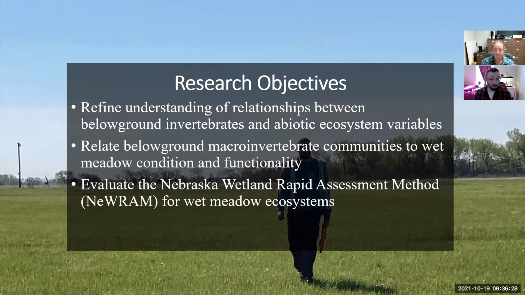In addition, I want to relate below ground macroinvertebrate communities to wet meadow condition and functionality. We'll talk more about how we're measuring condition and functionality of these wet meadows, but just seeing how these macroinvertebrate communities can change depending on the quality of the wet meadow that they're in. And then finally, part of my dissertation is to evaluate the Nebraska Wetland Rapid Assessment Method and its use specifically for wet meadow ecosystems, so a subcategory of the wetlands that it is intended for.